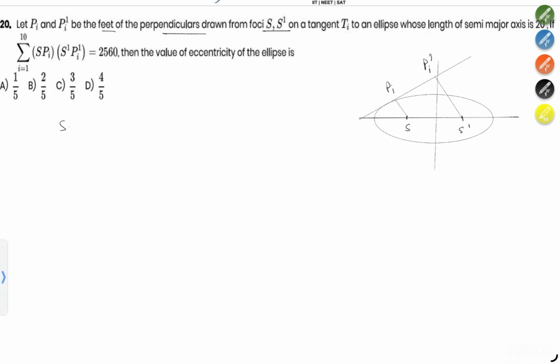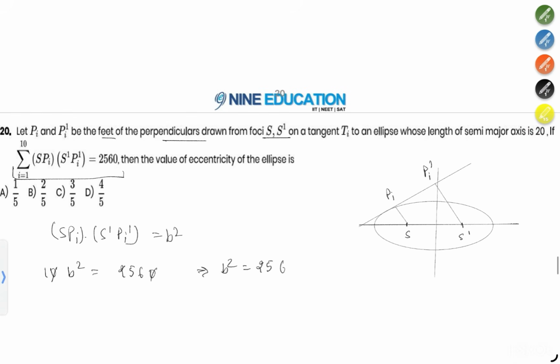So as we know, SP into S1P1 is nothing more than b square. So we are using summation 10 number of times. So it means 10 times b square will be equal to 2560. This will get cancelled out. So we get b square is 256. And they have given the length of semi-major axis is 20.